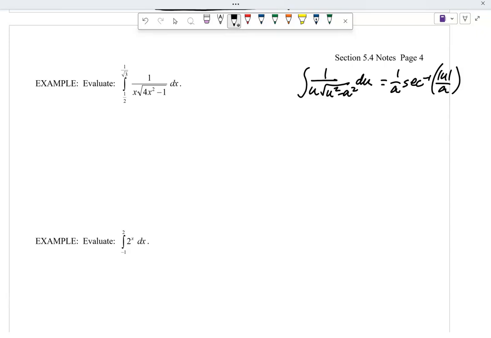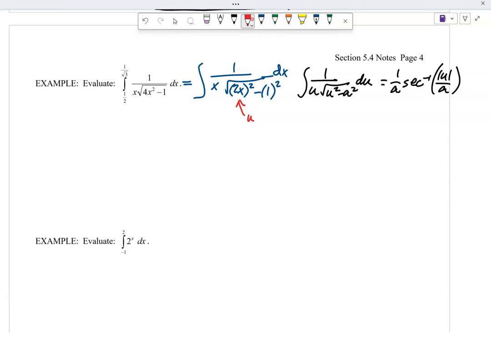So in this case, let's look and see if this will fit that pattern. Let me rewrite this as 1 over x square root of, notice this is 2x quantity squared. So there's our u. A is just a value, by the way, a constant being squared here. So in this case, it's 1 being squared, dx. Okay, so hopefully you notice that's going to be our u here.